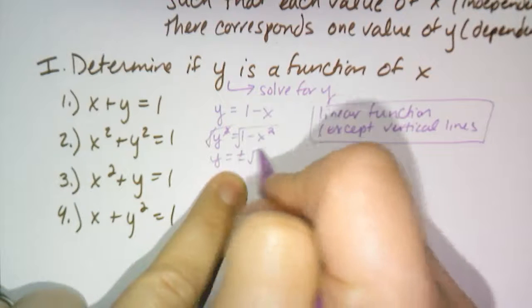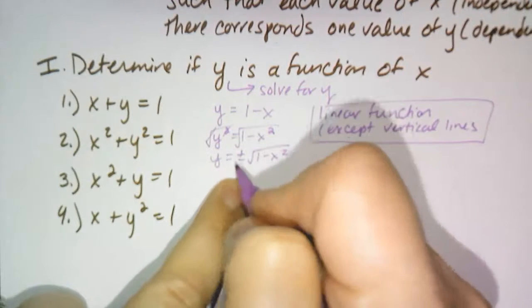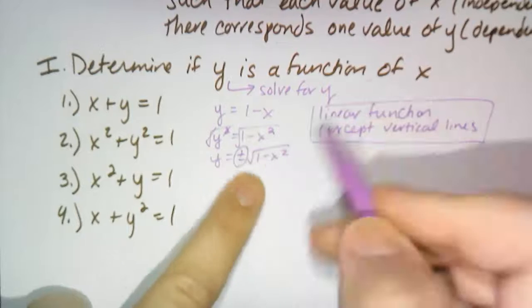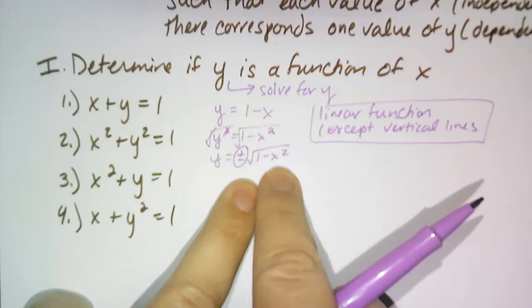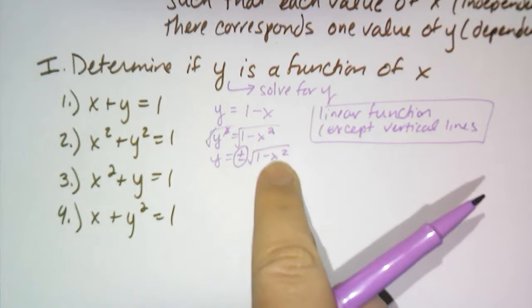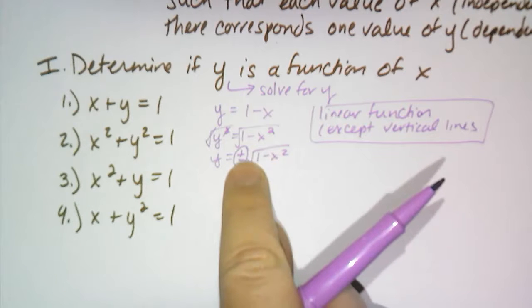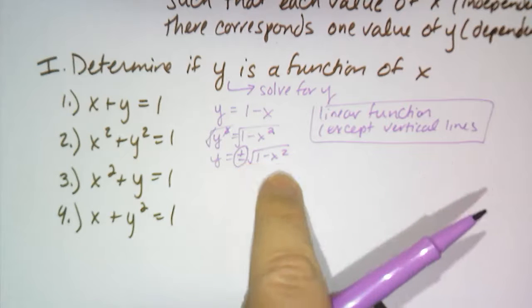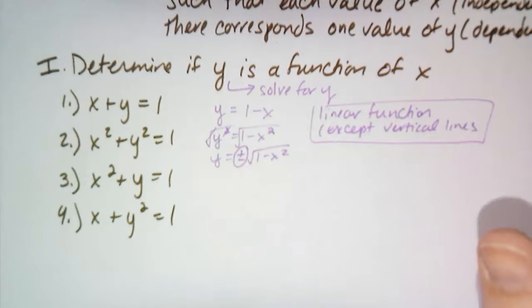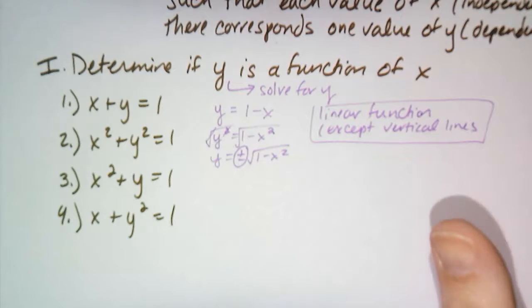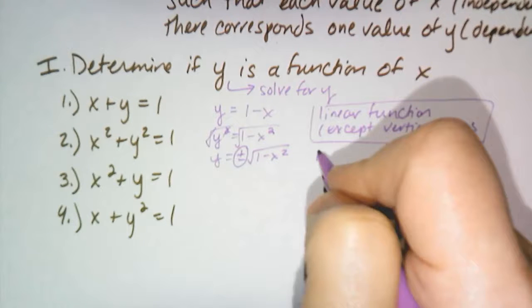So what that does is, this plus or minus is assigning two values of y to one value of x. So if I said x was 0, then I would get an answer of positive 1, or I would get out negative 1. So it's like, well, which one? I am actually having x's repeat with different values of y. So this is not a function.